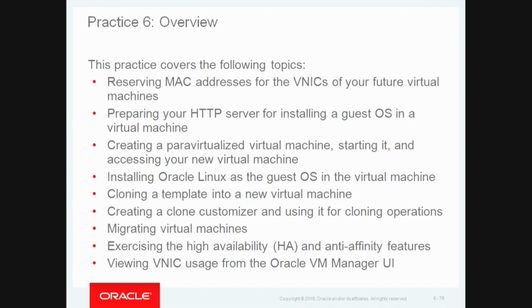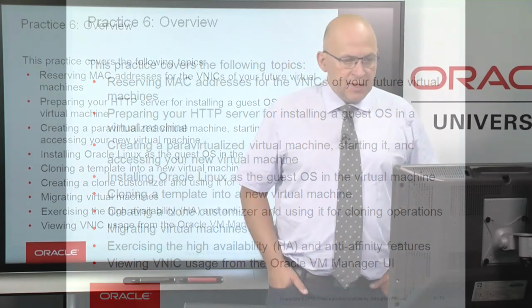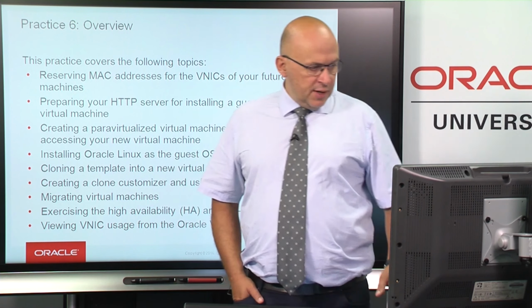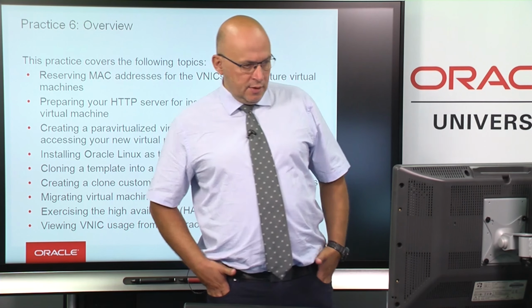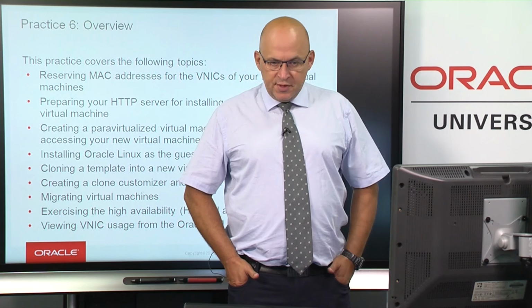We have one last lab which will consolidate with practice all the things that you have to know about how to create MAC addresses, how to create an HTTP server to install your guest operating system, how to create a paravirtualized virtual machine, installing Linux as a guest OS, cloning templates, creating a clone customizer, migrating a virtual machine, exercising the high availability and the anti-affinity features, and viewing the VNC usage from the Oracle VM Manager. So all these things, we will run them in the labs.